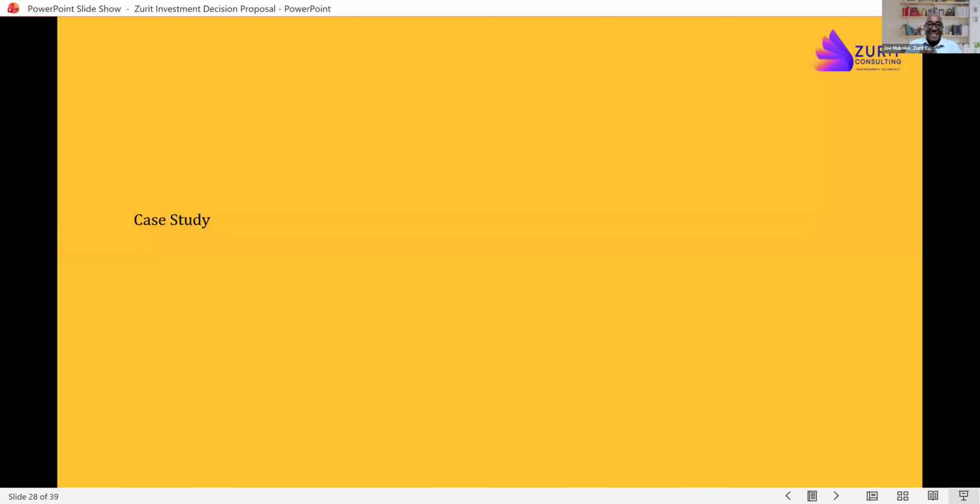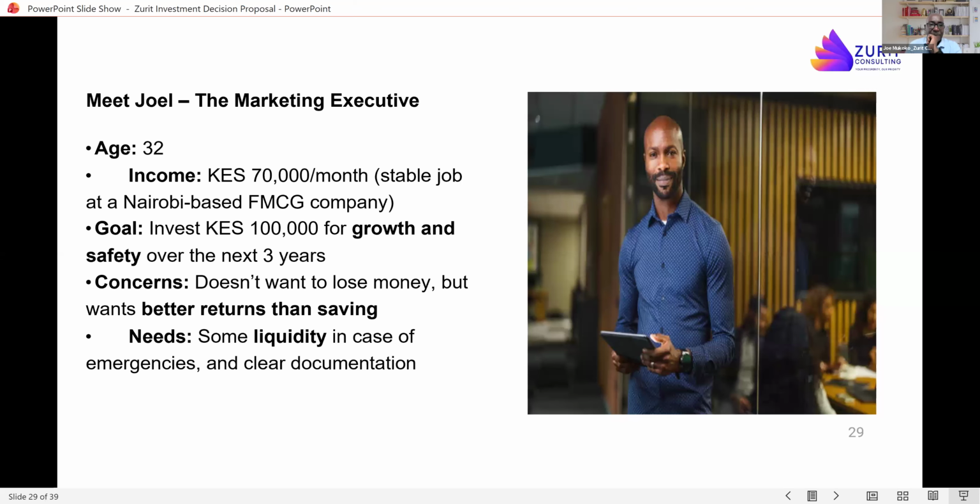So ladies and gentlemen, as we get close to landing the plane, allow me to introduce you to Joel. Joel is a marketing executive. He earns between 70,000 to 80,000 shillings at a Nairobi-based fast-moving consumer goods company. He wants to invest 100,000 for growth and safety over the next 3 years. But he doesn't want to lose money.